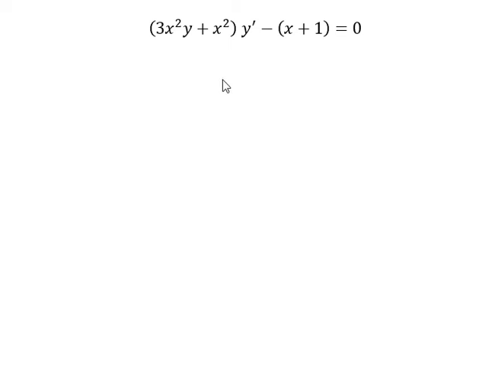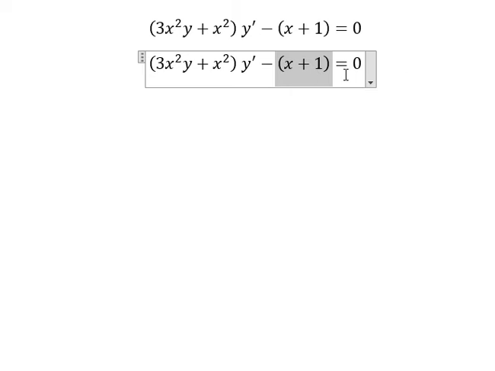The topic today is about differential equations. So now I will show you how to answer. We put this one, go to the right.